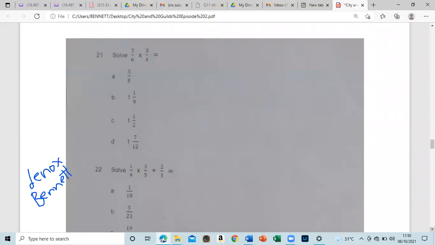Alright, so it says solve 5 over 6 times 3/4. This one is straightforward. So it's 5 over 6 times 3 over 4. Alright, so 5 times 3 is 15. We're going to multiply numerator by... oh guys, wait. We can reduce it. 3 into 3 is 1, 3 into 6 is 2. Makes sense, doesn't it? And then 5 times 1 is 5 over 8. So here we go, A is our answer.